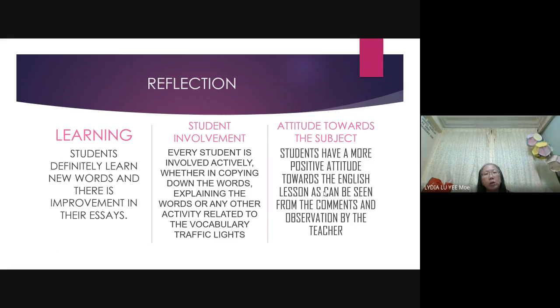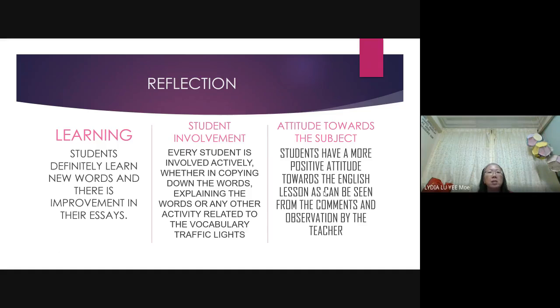So I feel that if I continue with this, as I will, there will definitely be even more improvement. And this is something that I'll continue to do even with my students for next year. This is going to be part of my lesson from now on, using vocabulary traffic cards, because it is something that is very easy to do and you can really see the improvement.